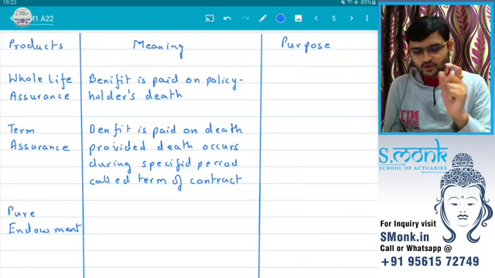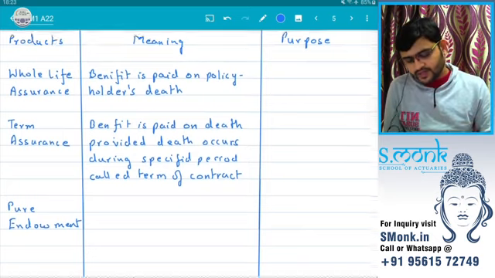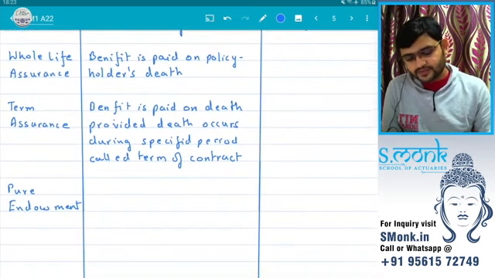crux of that policy. Whole life, then term, we have pure endowment assurance.